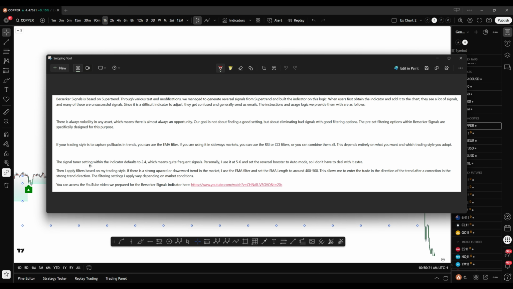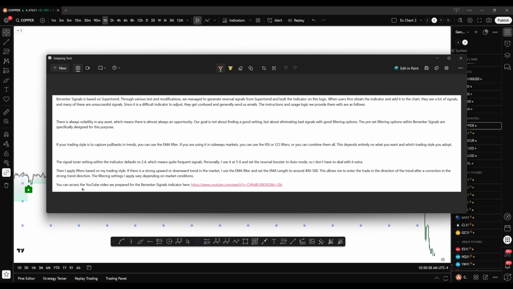The signal tuner setting within the indicator defaults to 2.4, which means quite frequent signals. Personally, I use it at 5 to 6 and set the reversal booster to auto mode, so I don't have to deal with it extra. Then I apply filters based on my trading style. If there's a strong upward or downward trend in the market, I use the EMA filter and set the EMA length to around 400 to 500. This allows me to enter the trade in the direction of the trend after a correction in the strong trend direction. The filtering settings I apply vary depending on market conditions.